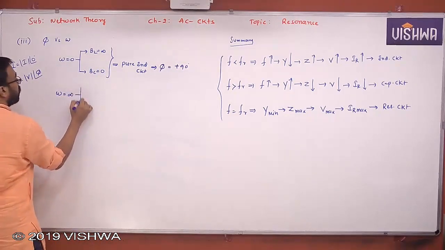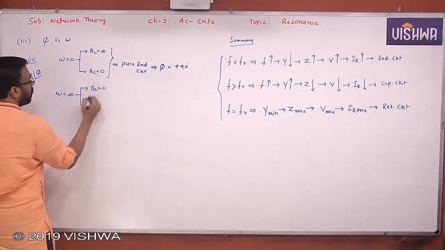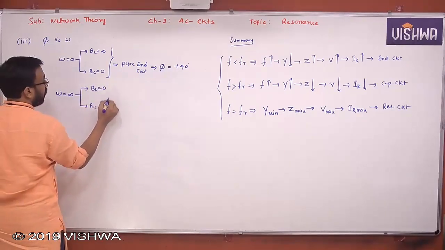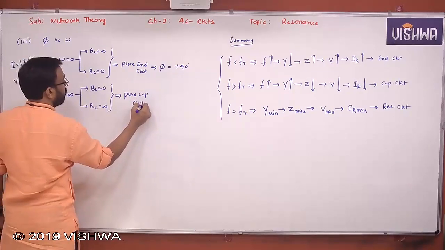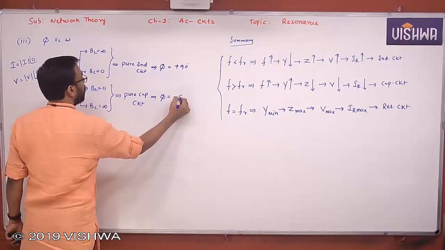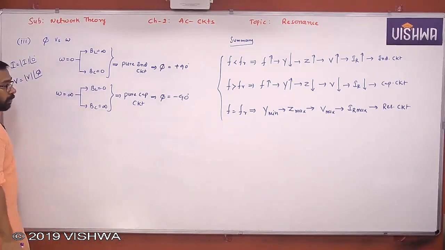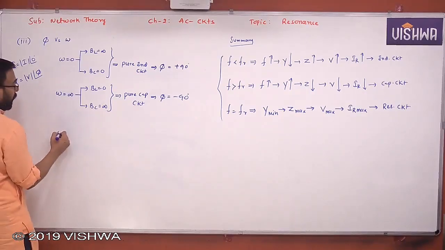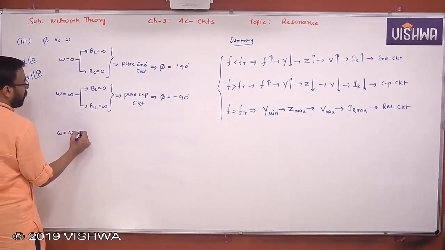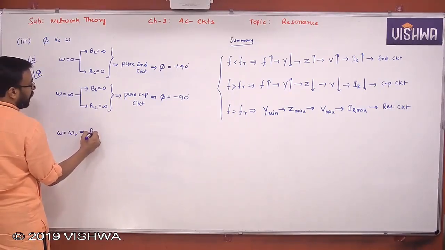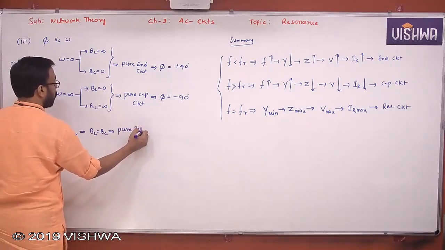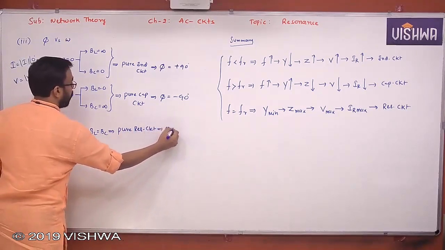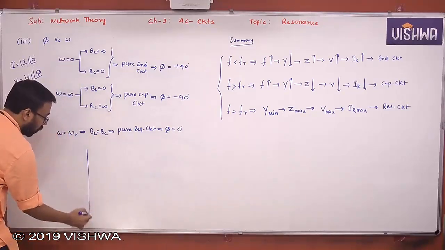Omega is infinity, then BL is 0, BC is infinity, pure capacitive circuit. So angle phi will become minus 90. Omega is equal to omega R, then BL is equal to BC, pure resistive circuit. Angle phi will become what? 0.